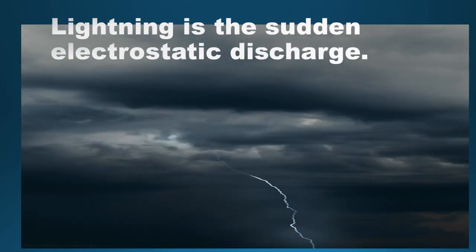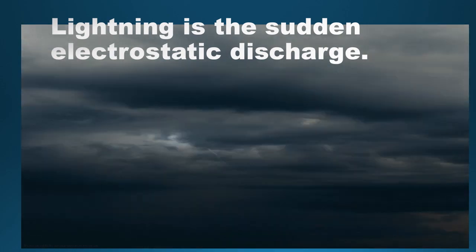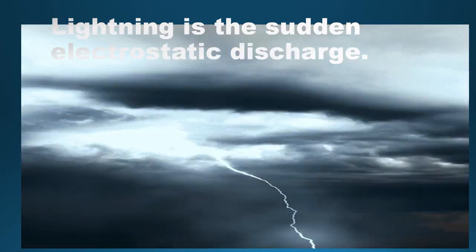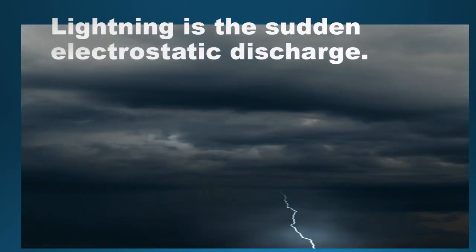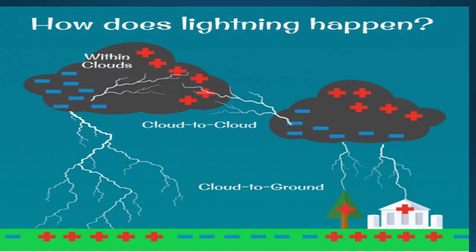Lightning during thunderstorm is the sudden electrostatic discharge, and it's a very good example of static electricity in nature. Hey Sparkle, please tell me, how does lightning happen? Well, lightning happens in three ways: within clouds, from one cloud to another cloud, and from cloud to ground.